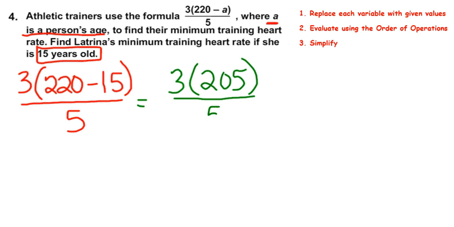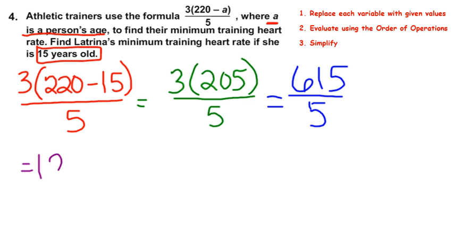Now what we're going to do is we're going to evaluate our multiplication on top. So 3 times 205, that equals 615 over 5. Now we can do our division because we just have a number on top of another number. So now 615 divided by 5 equals 123. So in this example, it's 123 beats per minute.